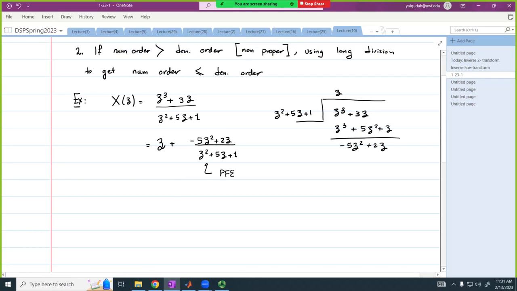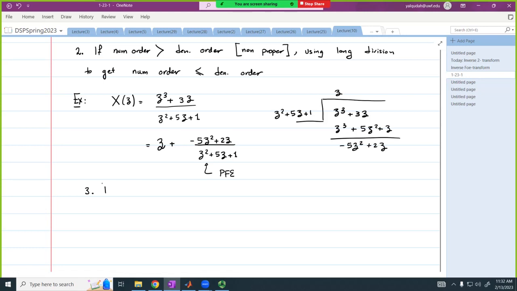Partial fraction expansion on this term. Okay, the third step. Wouldn't it be minus 2z, not 5z, in the numerator? Like 3 minus 5 is minus 2. No, this is z squared. Oh, yeah, z squared. This is z squared.